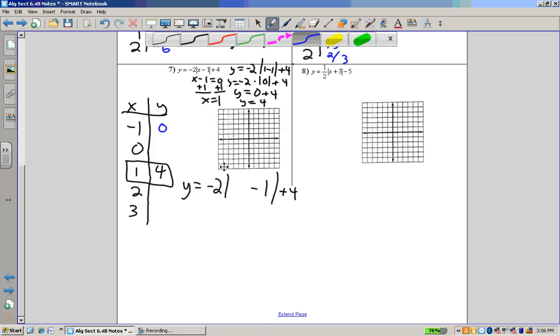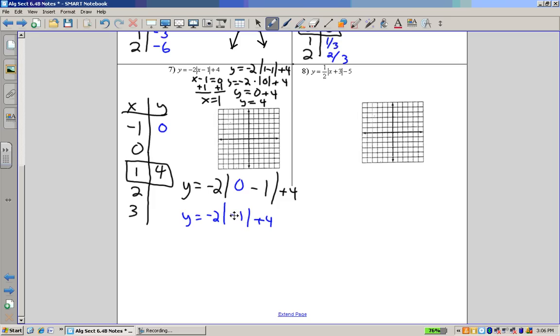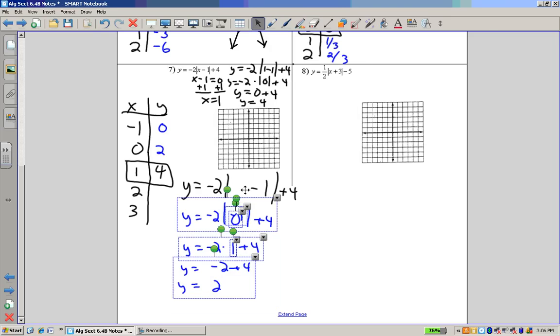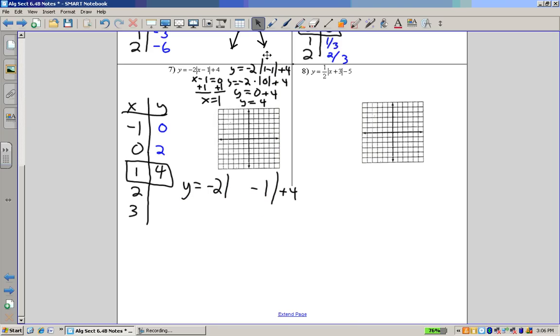Let's plug in 0. 0 minus 1 is negative 1. The absolute value of negative 1 is 1. Negative 2 times 1 is negative 2. And negative 2 plus 4 is 2. And by this point, hopefully you figured out that if I've done my work correctly, this should be symmetrical. This should be a 2, and this should be a 0. But we want to make sure that that's true, so we'll go ahead and plug it in.